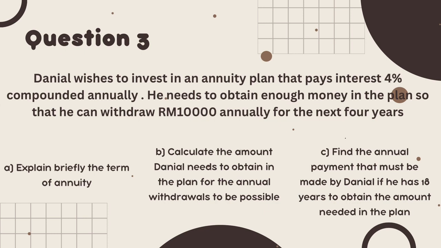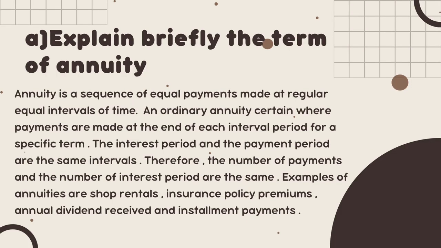Question 3. Daniel wishes to invest in an annuity plan that pays interest at 4% compounded annually. He needs to obtain enough money in the plan so that he can withdraw 10,000 annually for the next 4 years. A. Explain briefly the term of annuity.